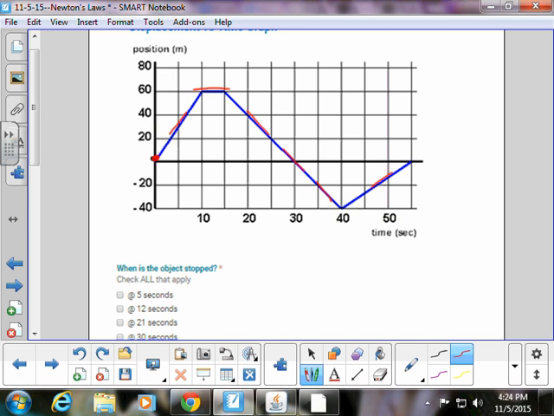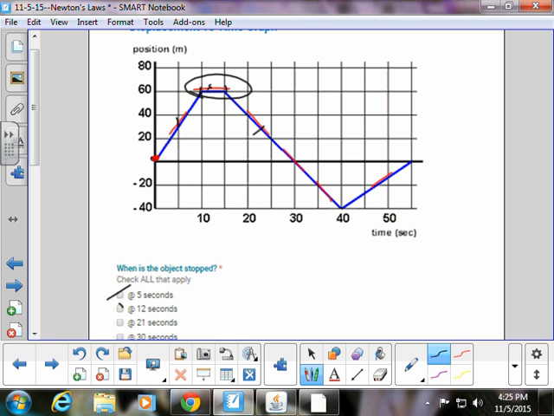So where's the object stopped? The only place it's stopped on here is where the slope is 0, so it should be right here. So if we look on here, there's some answers that make sense. Definitely not 5. 5's right here. This is 15, this is 10. 12 would be in between. It would be stopped at 12. Okay, so I'd want to select 12.